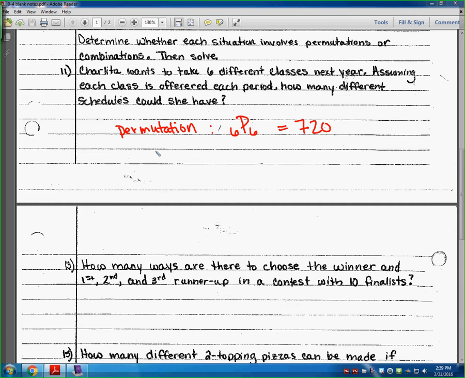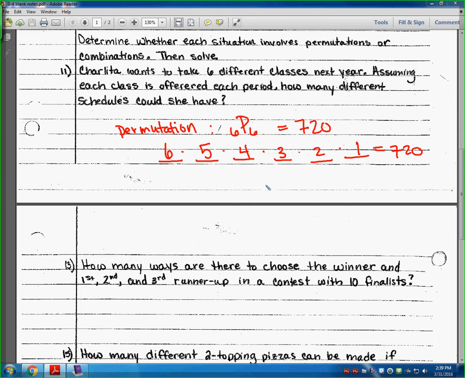You could have also done the fundamental counting principle here. She wants to take 6 classes. And how many options does she have for the first one? 6. And then 1 less because she's taking that class. 5, 4, 3, 2, all the way down to 1. And that's 720 as well. They're both 720. Whichever way makes more sense to you is fine.